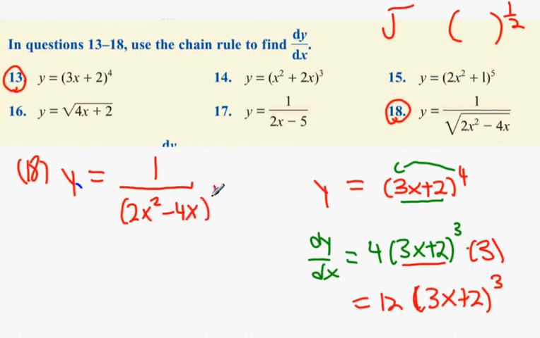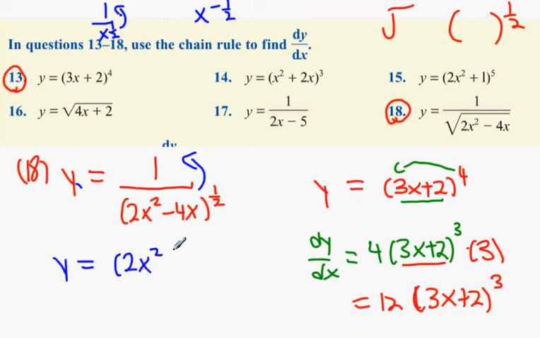Now, what I'd get you to do next is this. What happens when we bring something to the power of a half to the top? It becomes minus a half. For example, earlier in the year you did this: 1 over x to the power of a half. You brought the x to the half to the top, and it became x to the minus a half. Whatever is in the brackets goes to the power of minus a half. Do you understand? So y equals (2x squared minus 4x) to the power of minus a half.